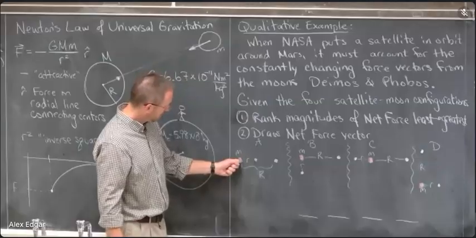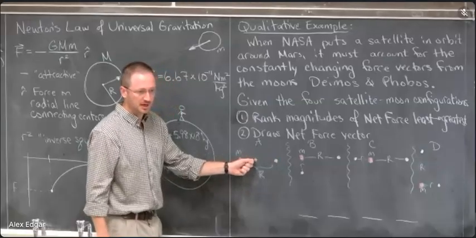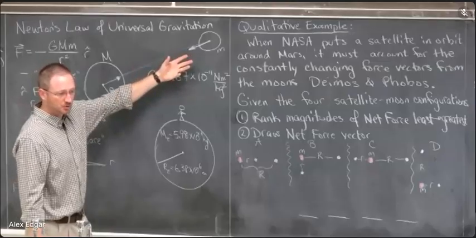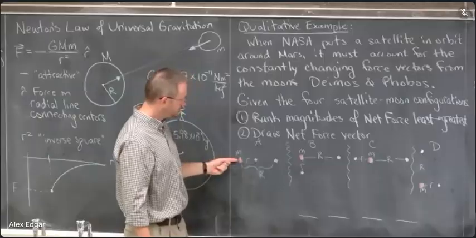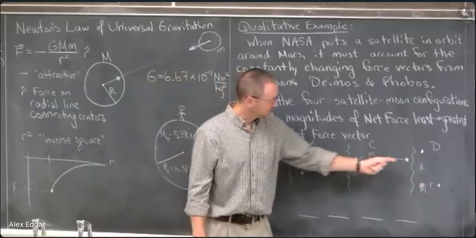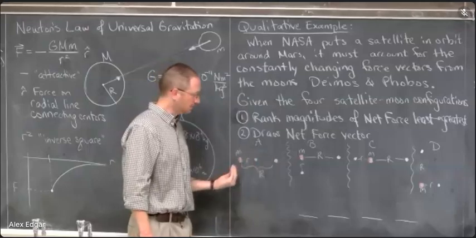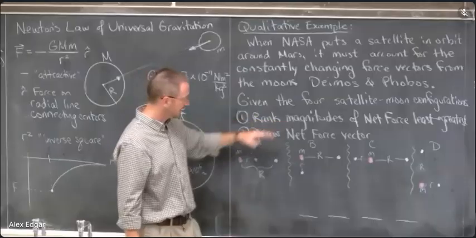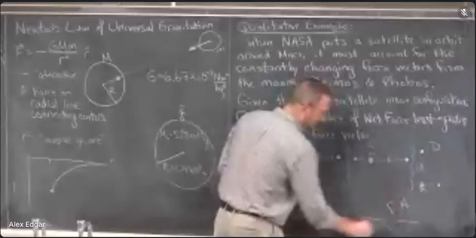In scenario A, we have both moons on the same side. And remember, this is vector addition here. Since both moons are on the same side, they're going to be pulling in the same direction. Their pulls will be additive, and this is a line. If you compare this to all the other ones, this pull will be the greatest because they're on the same side and they're all in the same line. So if we're ranking the magnitudes from least to greatest, A will be the greatest. Way over here on the right, it is bigger than everything else.